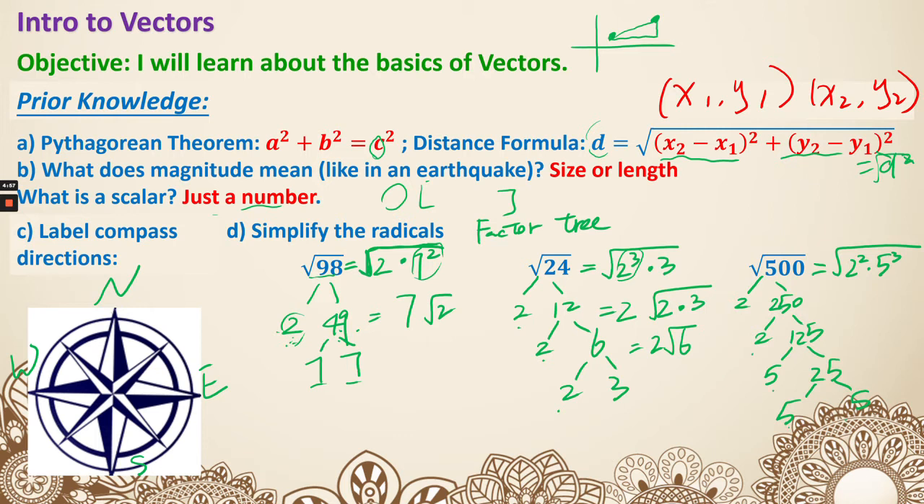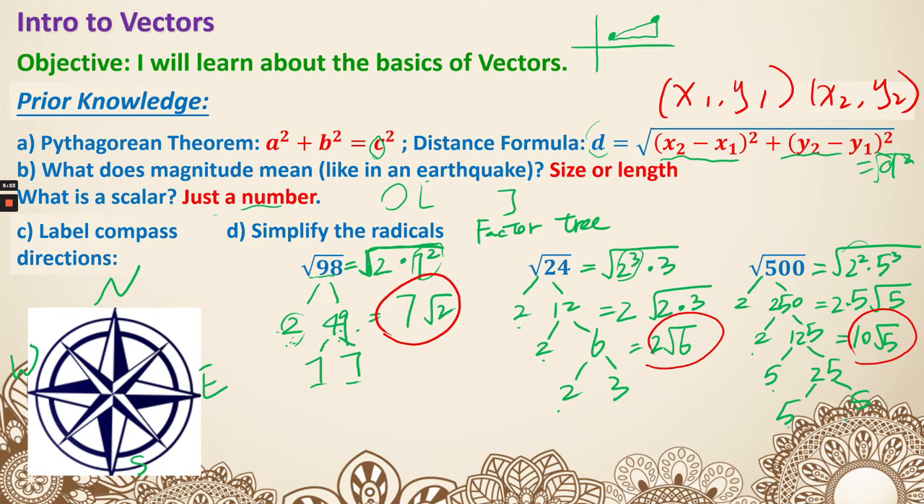2 comes in a pair, so we're going to take out the 2. 5 comes in triple, so we can take out one pair, but we will still have a 5 left inside. That is going to simplify to be a 10 square root of 5. So these are my simplified versions for these numbers: the 7 square root of 2, the 2 square root of 6, and the 10 square root of 5. That is simplifying the radicals.